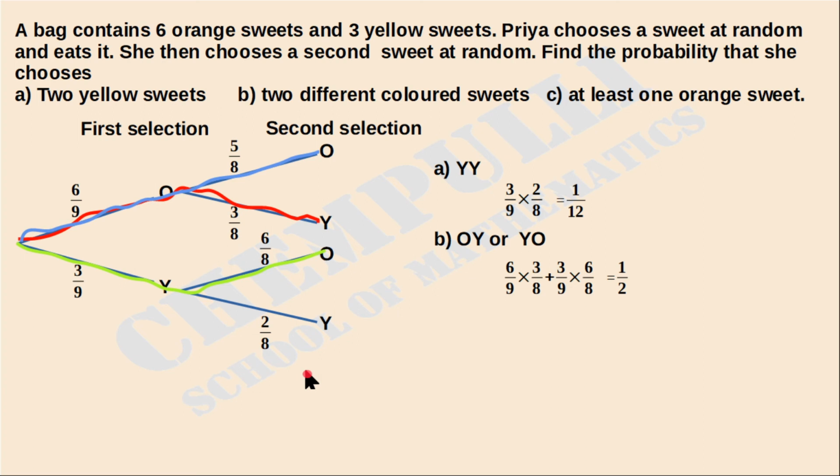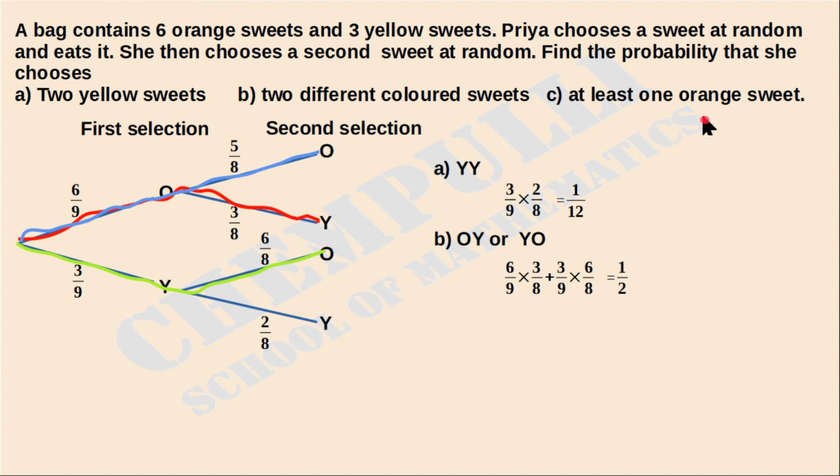Here we are using the complementary event method. We know the probability of not A is equal to 1 minus the probability of A. That way we are using it here. We know here at least one orange seed. We are taking the complement of at least one orange seed. At least one orange seed means one orange seed or 2 orange seeds. What is the complement of that? That is no orange seed.